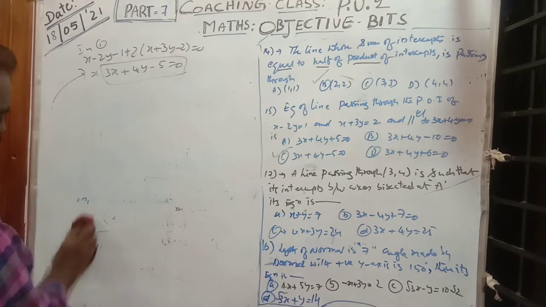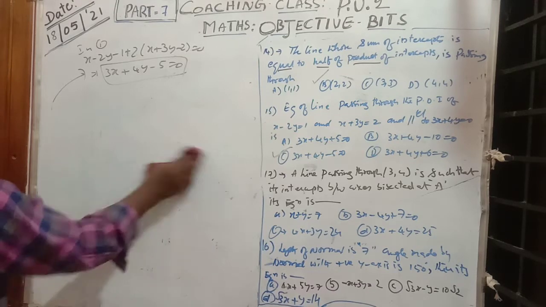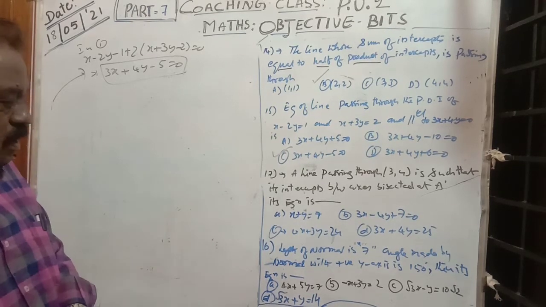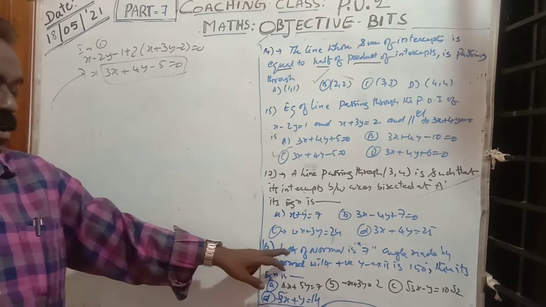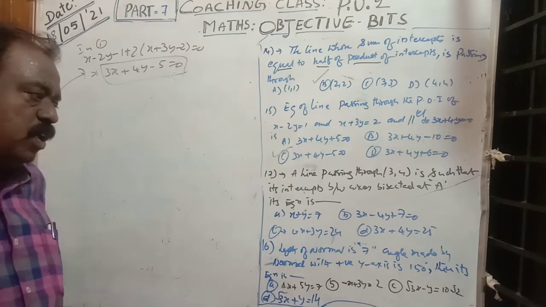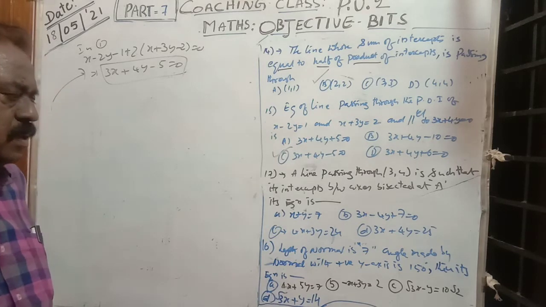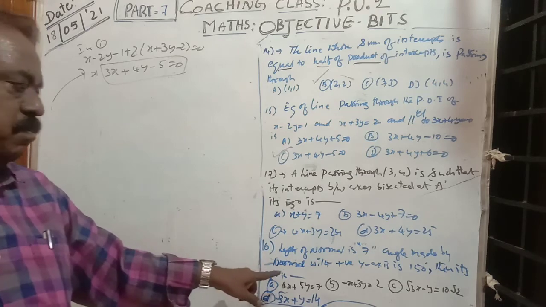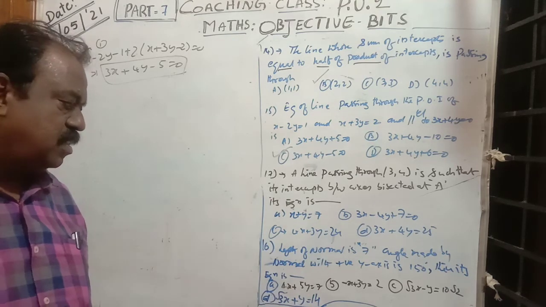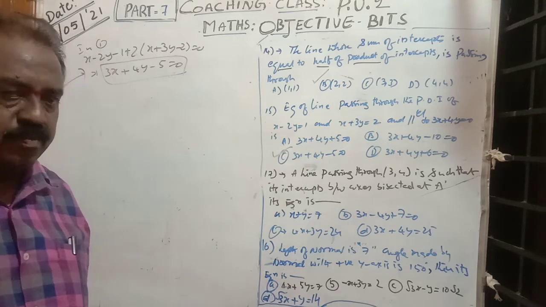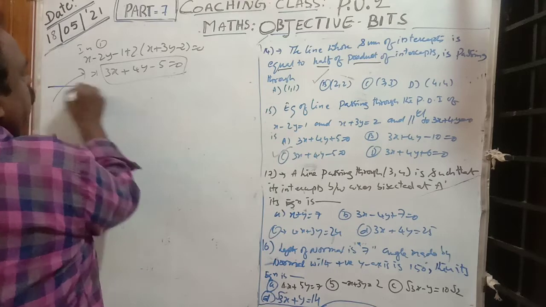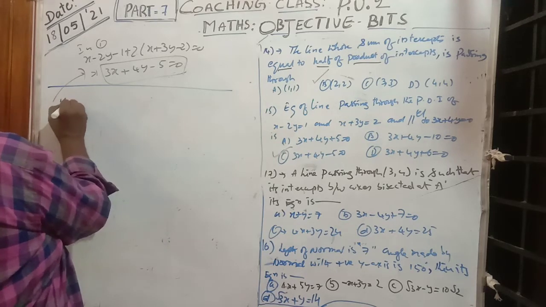Next, the 16th problem. The 16th problem is here and then we will solve the 17th. The 16th problem is: the length of the normal is 7 units and the angle made by that normal with the positive axis is 150 degrees. What is the equation? It's also a good problem.